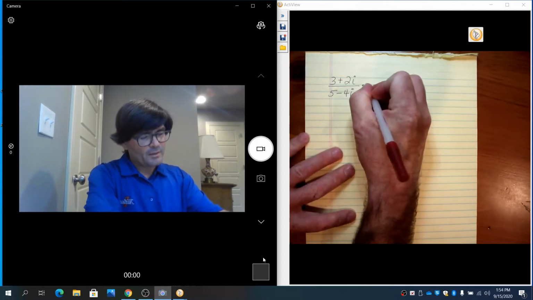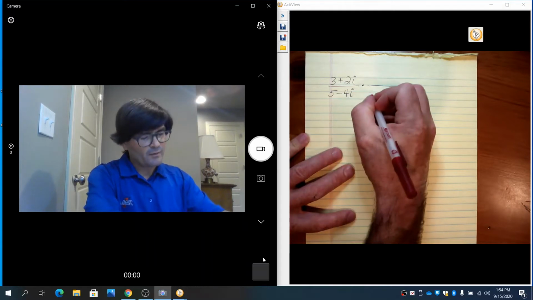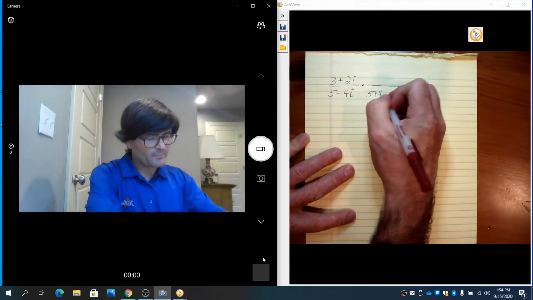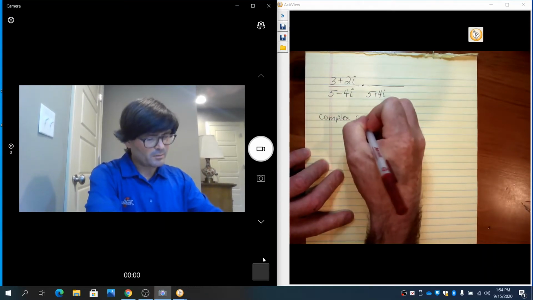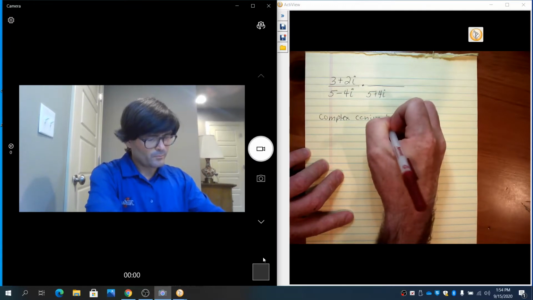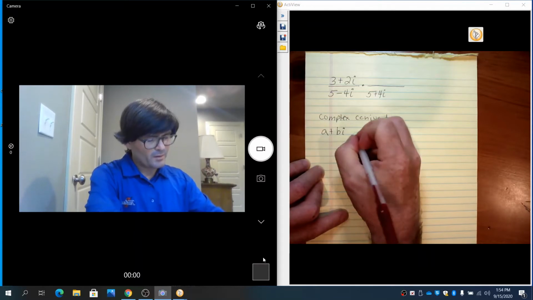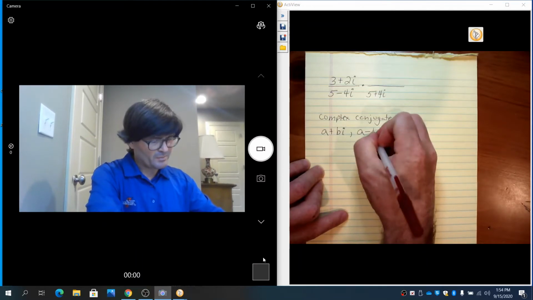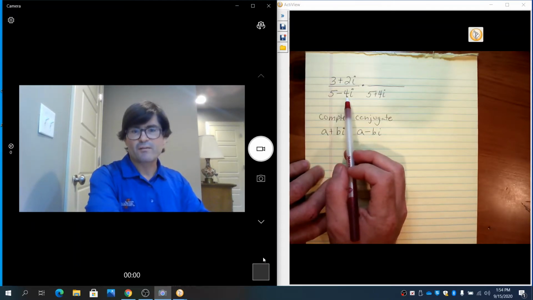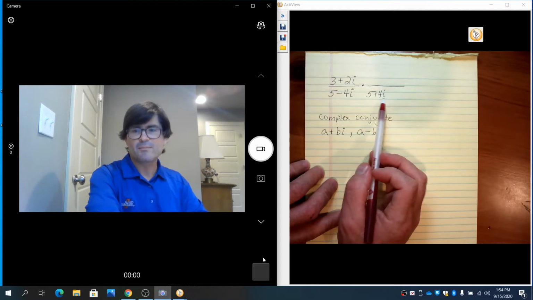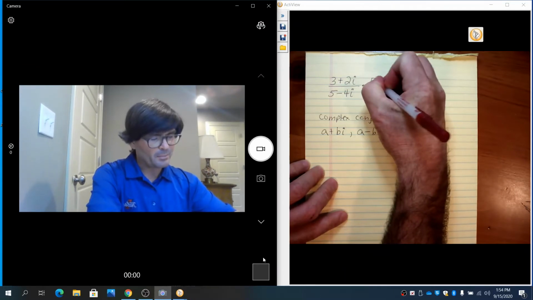By looking at the bottom, I want to notice that 5 minus 4i has a complex conjugate of 5 plus 4i. Let me write that down. Complex conjugate. That's where if you have a plus bi, then you also have a minus bi, where a and b are numbers. 5 minus 4i and 5 plus 4i have the same 5 and 4, they just have a different sign between them. You're going to multiply the bottom by its complex conjugate.